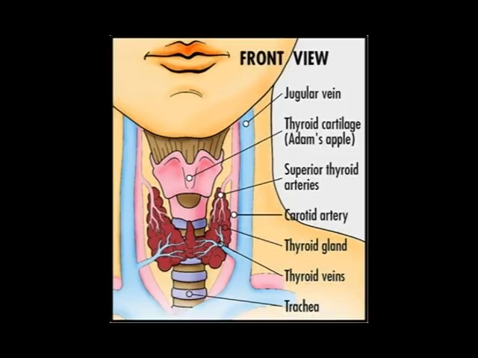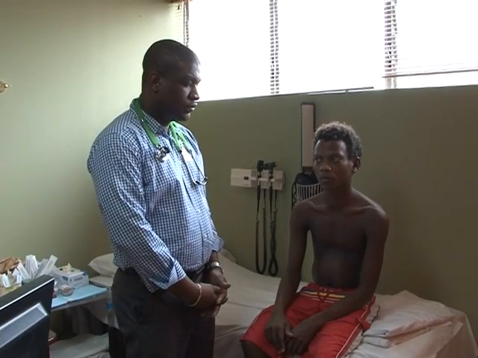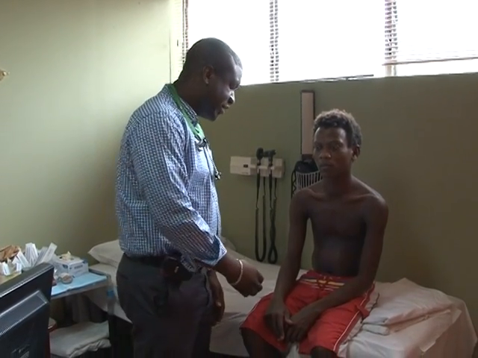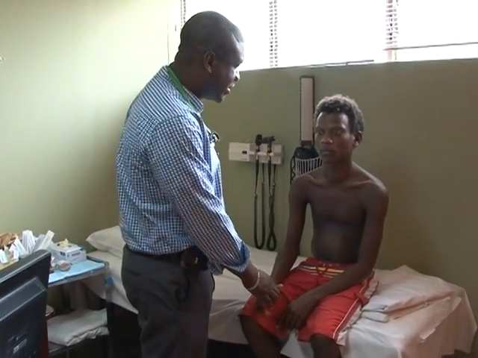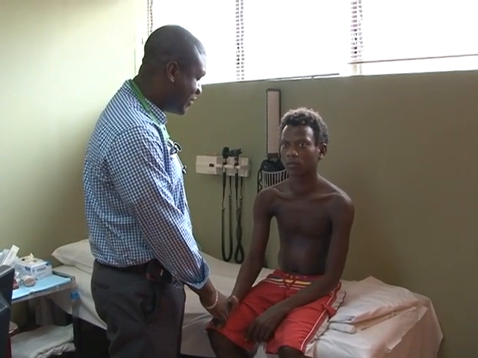Examination of the thyroid gland. Today we will be demonstrating examination of the thyroid gland. This examination should be performed in a warm, well-lit room. The patient should be adequately exposed. The examiner first introduces himself to the patient and requests permission to perform the examination.